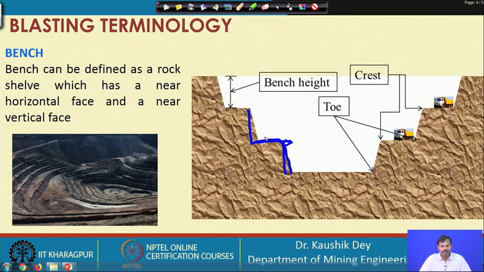Basically, a bench is a rock mass, and different benches form a mine. You can see the picture of a mine where the different benches are formed. These different benches are formed to carry out the excavation of the rocks. So, mining, or rock excavation, is nothing but the formation of the benches and excavation of the rock from those benches. Bench is the rock shelf in which we carry out our excavation.